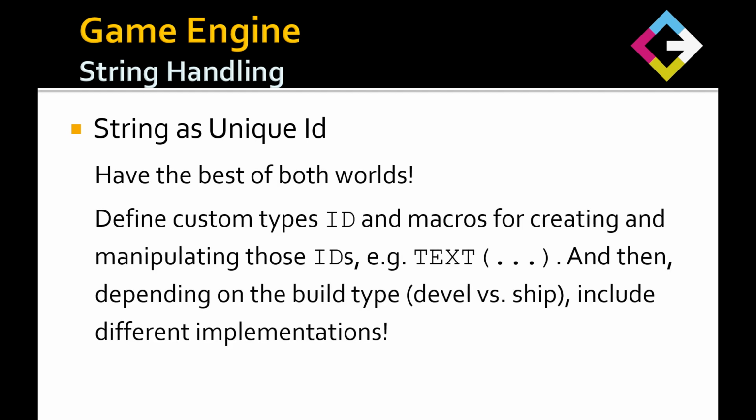As we are in C and C++, we can do some smart things like defining a custom type ID and some macro text, and then include their different implementation depending on the build type, so you can have advantage of strings being persisted during development and stripped during the final builds.